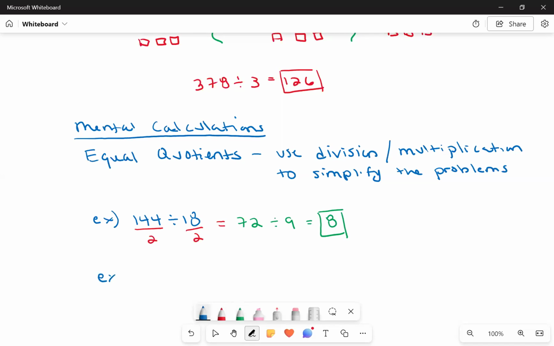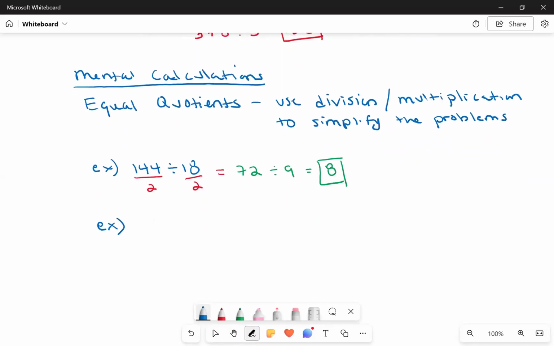Now, could I have taken a different approach? Could I have divided both of them by 3? Sure. But I don't think most of us know what 144 divided by 3 is in our head. And the idea is we're supposed to be trying to do things that we could do in our head without a calculator. Okay, let's try another one. Let's try 1700 divided by 50. Now, again, I see that both of those are even. I could divide them by 2.